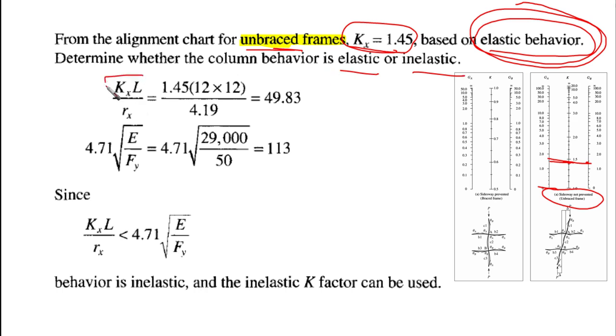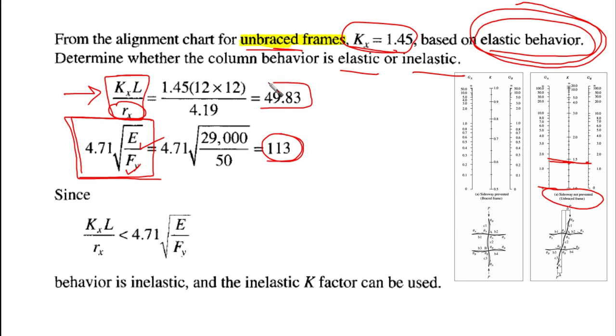So we're going to check KxL over rx for the column. And we are going to check the limit between the elastic and inelastic column behavior. So for the elastic and inelastic limit, 4.71 times the radical of E over Fy. Fy is given. E is 29,000 ksi. This is 113. This is the limit. And KxL over rx, for our case, it is going to be 49.83. It is much less.